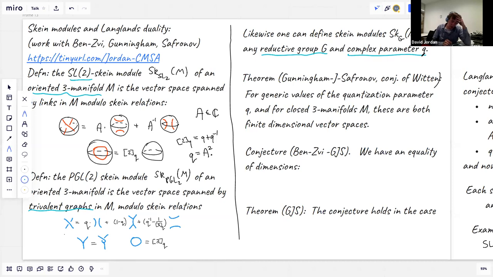when the parameter Q is generic, and when the three manifold is closed, so it has no boundary, then this skein module that we define, in fact, for any G, these are all finite dimensional vector spaces. And so this is interesting because it really depends on the parameter being generic. If you specialize the parameter to say Q equals one or to Q a root of unity, this fails. So it's some kind of phenomenon about quantization, that quantization is giving us some additional structure, telling us that we have really finite dimensional vector spaces.